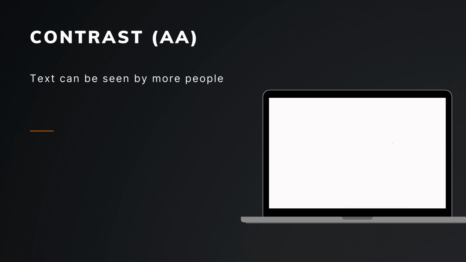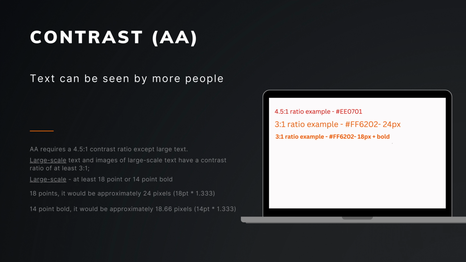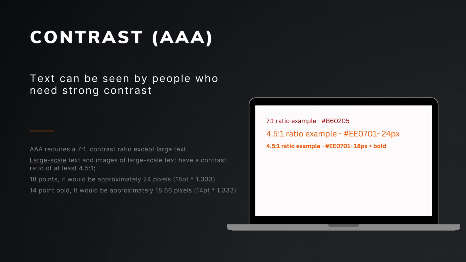The first thing we need to do is make sure our text stands out against the background. This is called contrast. For AA level, that's a really good standard to aim for. Text should be easy to read with enough contrast. We use a contrast ratio to measure this. Normal text should have a contrast ratio of 4.5 to 1. Bigger text can have a ratio of 3 to 1. And the same contrast ratio for our bold text. For the highest standard AAA we need a contrast ratio of 7 to 1 for normal text. But for the big text, a ratio of 4.5 to 1 is still okay, just like in AA level.